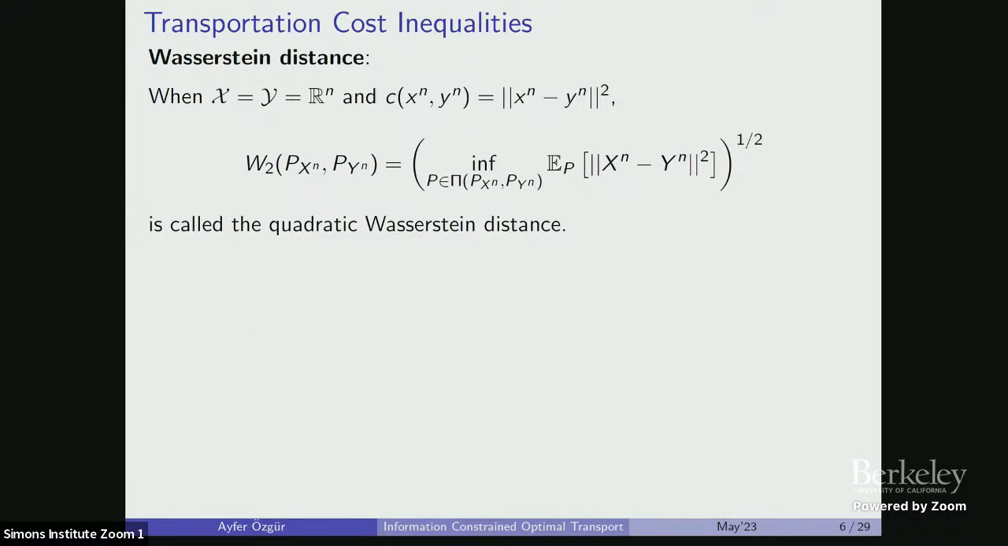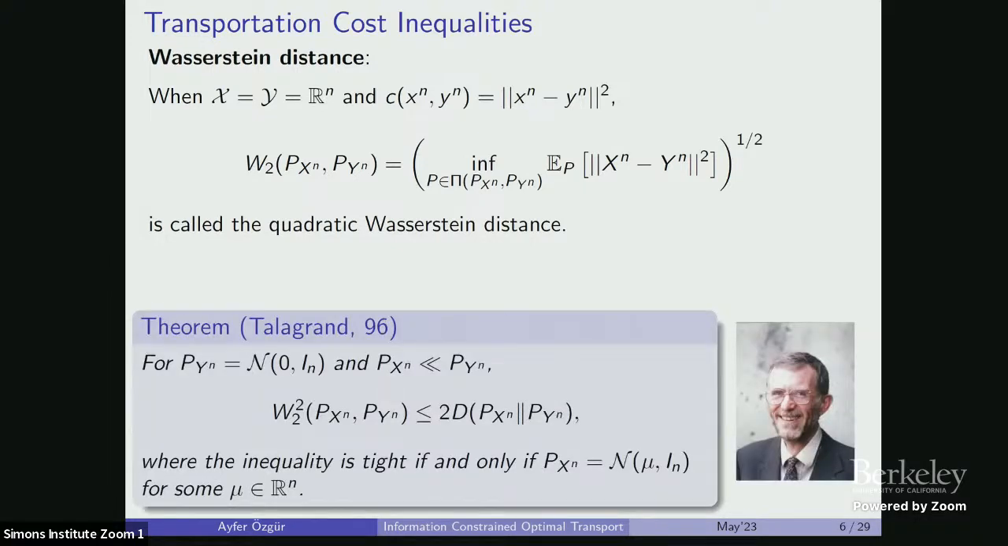And one research line that has been of significant interest in mathematics is the development of so-called transportation cost inequalities that bound this quantity here. So this is a famous one by Talagrand from 1996, which says the following. If you take one of these distributions here to be the Gaussian distribution with zero mean and identity covariance matrix, then this inequality says that the squared Wasserstein distance between this Gaussian distribution and any other distribution is always bounded by 2 times the KL divergence between these two distributions.